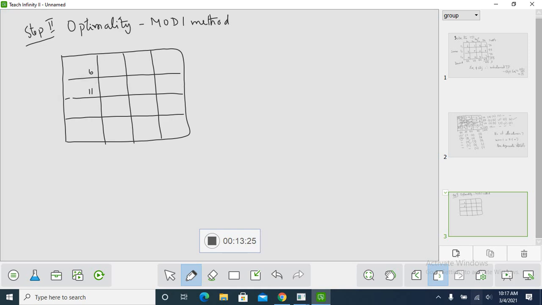We have 6, 11, 10 and 0. 1, 5, 1, 5, 12 and 0. Then we have 9, 2, 4 and 0. And we have 3, 8, 3, 8, 7 and 0.